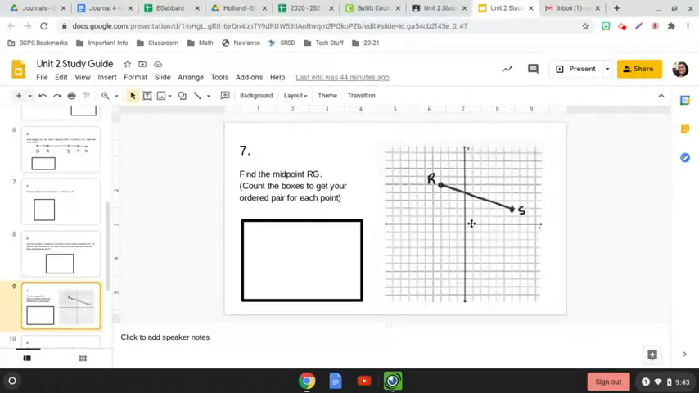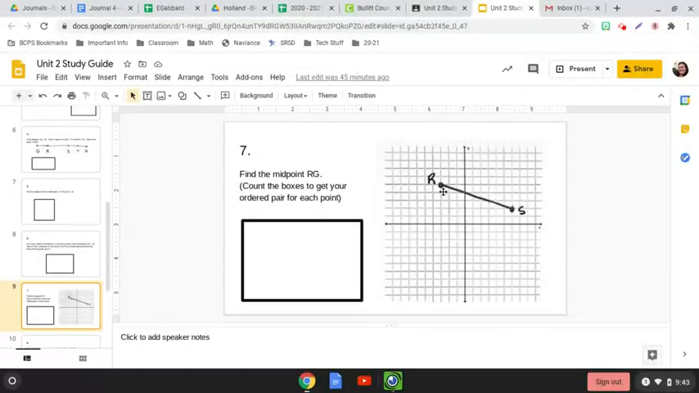So for point S, you're going to count the boxes to get your x value. And we're going this way on the number line, so that's positive. So we're going to count positive over here. Whatever this is going to be is your x value for this point. And then you count up positive numbers to get your y value. So it's going to be x, comma, y.